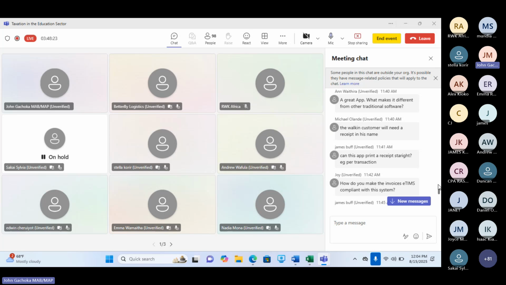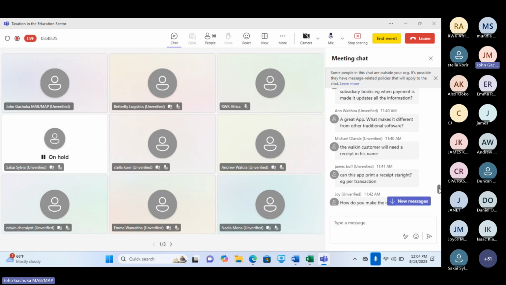So I see Anne Waitera asking, a great app, thank you. What makes it different from other traditional software? So one, I can confidently say that there are many aspects of this system that make it stand out.